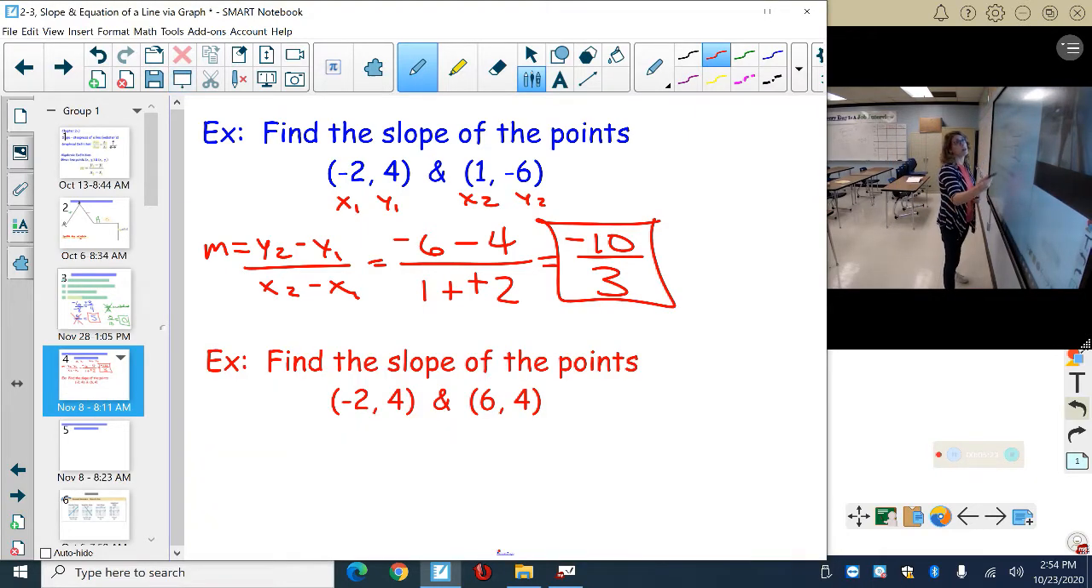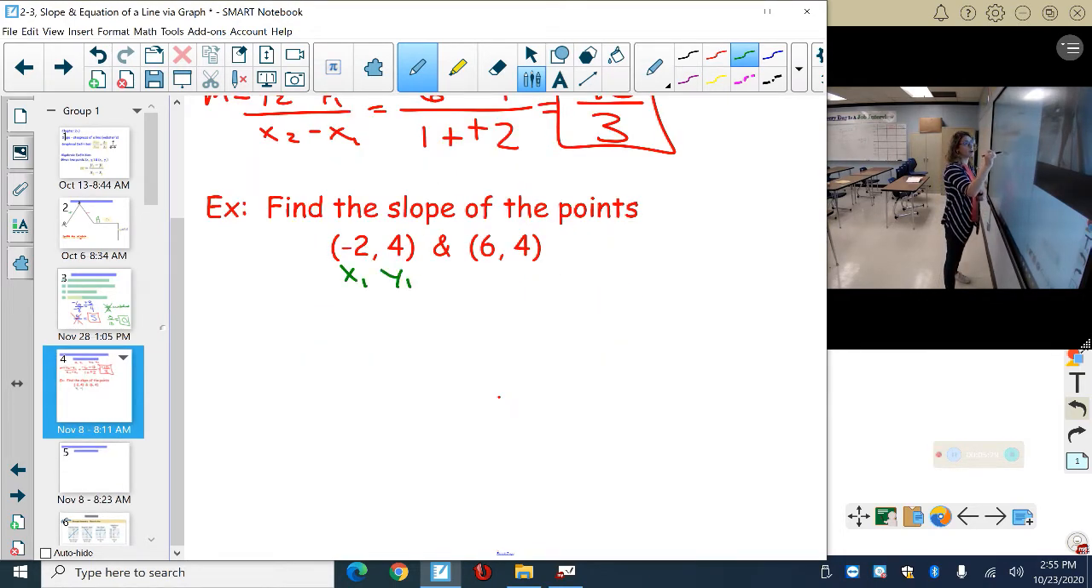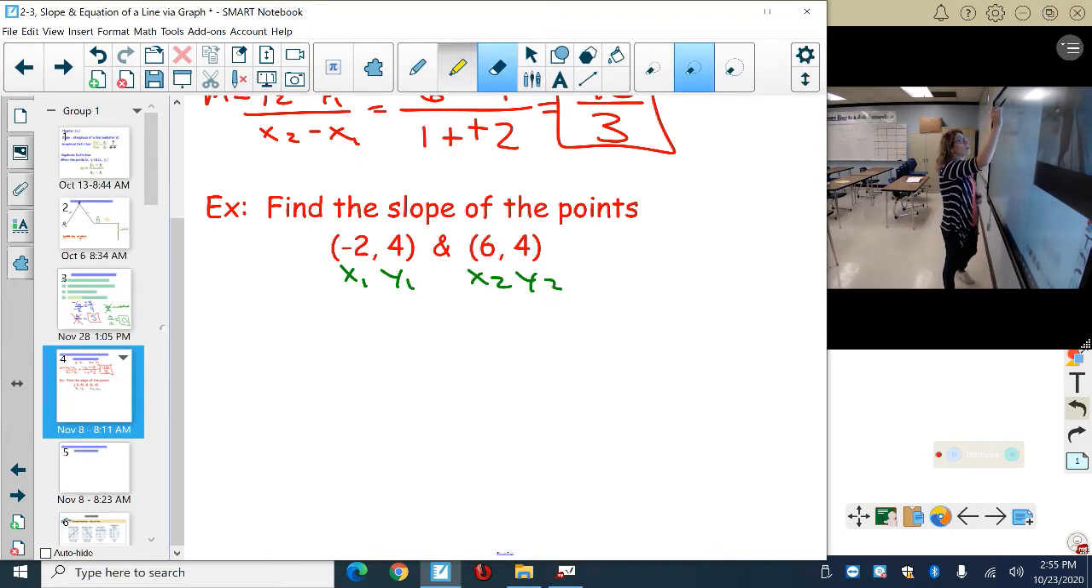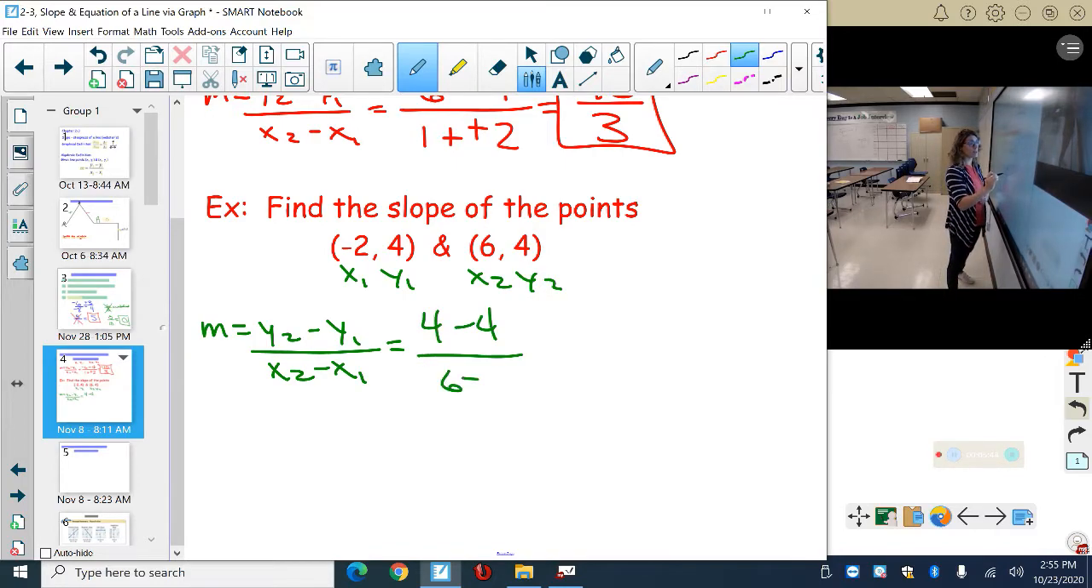Next, same exact concept. Okay, same thing. x1, y1, x2, y2. Next, write your formula. y2 minus y1 over x2 minus x1. And plug and chug. So that's going to be 4 minus 4 over 6 minus -2. 4 minus 4 is 0. A double negative creates a positive 8.